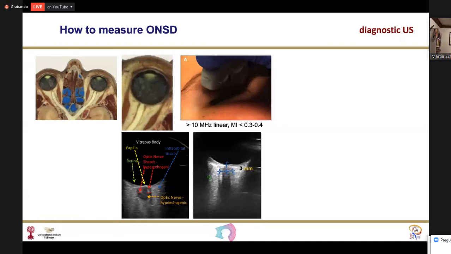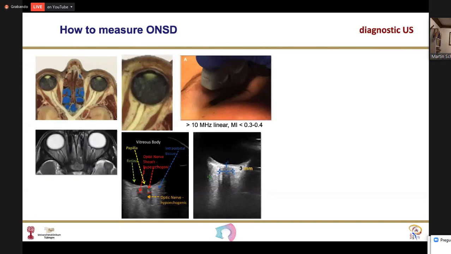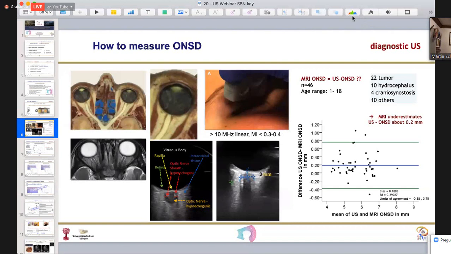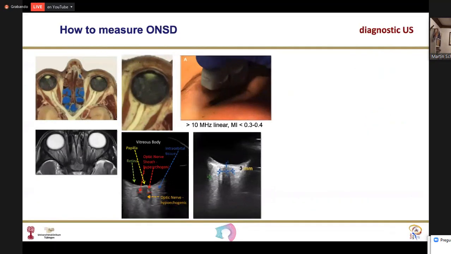The same thing, actually, if you know how to look for it, you can see in MRIs, like this T2-weighted MRI, very nicely. And the question is, does that actually correlate well to the ultrasound?